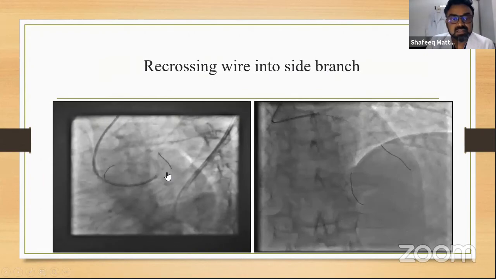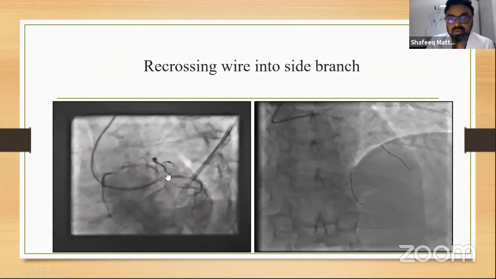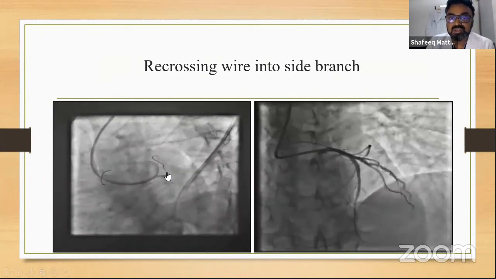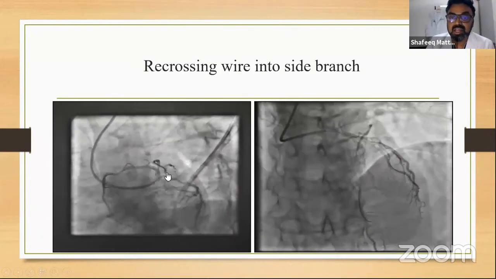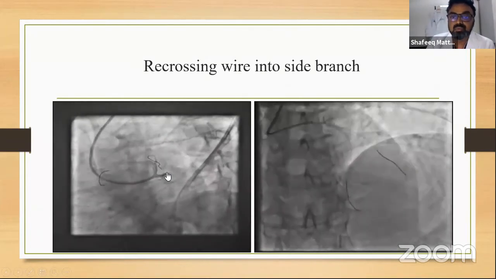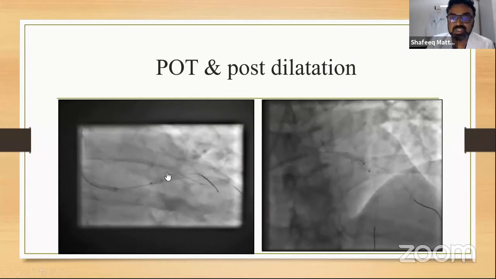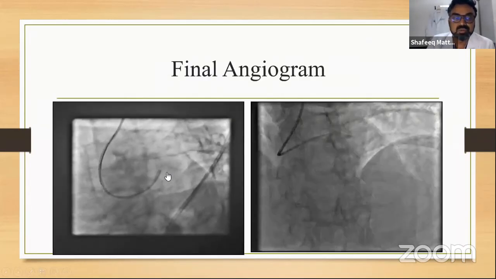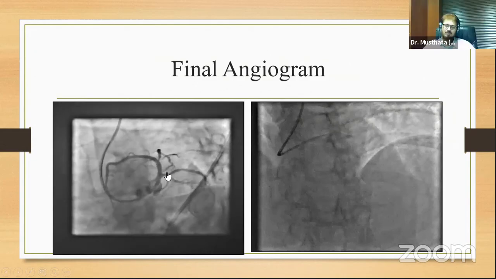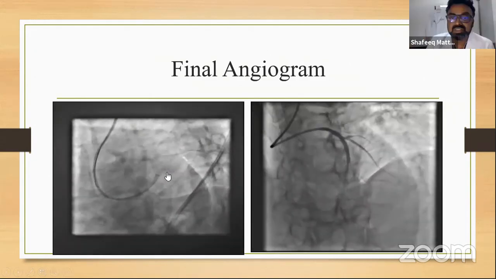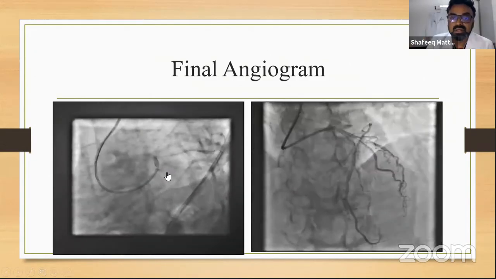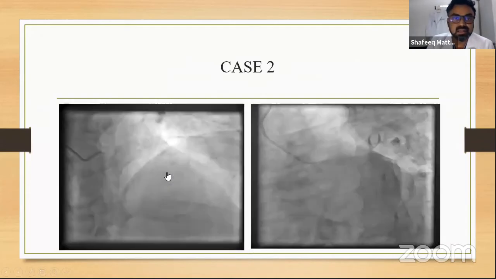And after that, the result was assessed, and the side branch was rewired before POT, and then POT was done, and it was post dilated, but there was no kissing balloon dilatation done, and we got away with a reasonable result with TIMI 3 flow in the reasonably good sized diagonal.